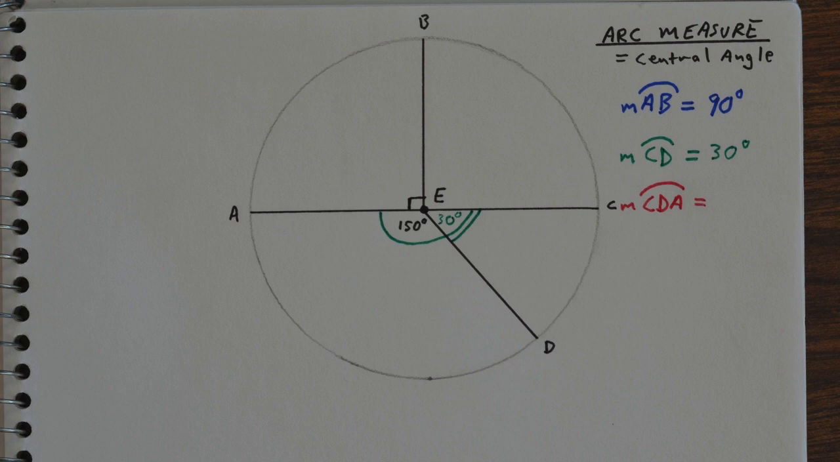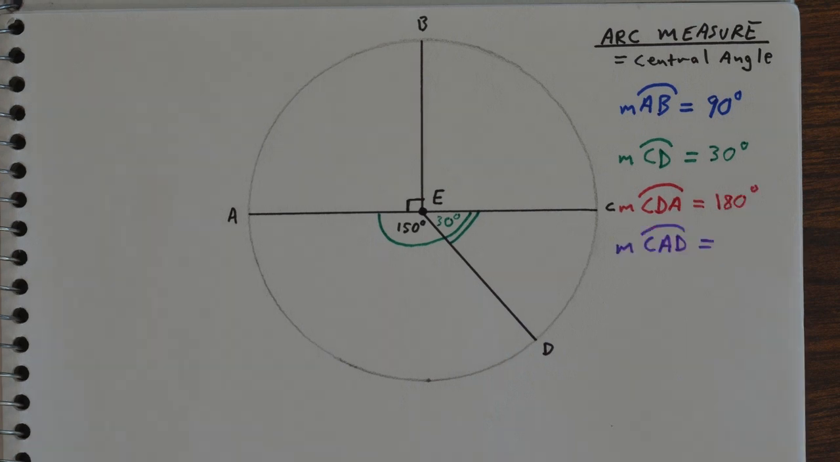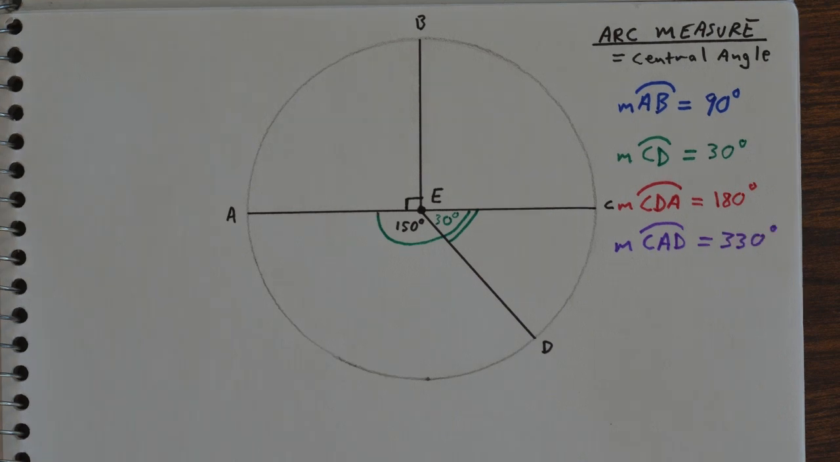Give a few tries on your own. Measure of arc CDA. CDA is a semicircle, so it has to be 180 degrees. And then CAD. So start at C, head in the direction of A, end up at D. So it's nearly the full circle. It's 330 degrees worth of the circle.